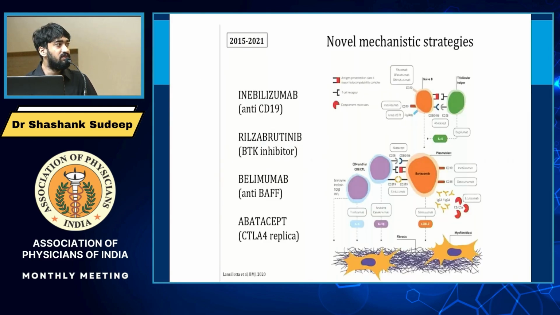So these are novel mechanistic strategies for treatment of IgG4 related disease. Like rituximab, which is anti-CD20, there is an anti-CD19 molecule, inebilizumab, which is coming up, and all these other monoclonal antibodies which work on the different phases of this disease.